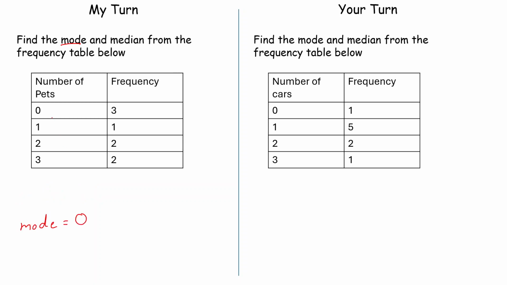Just to show you visually again, this is saying that 0 pets occurs 3 times, and 1 pet occurs once, 2 pets occurs twice, and 3 pets also occurs twice. When you see it like this, you can see clearly the mode is 0.